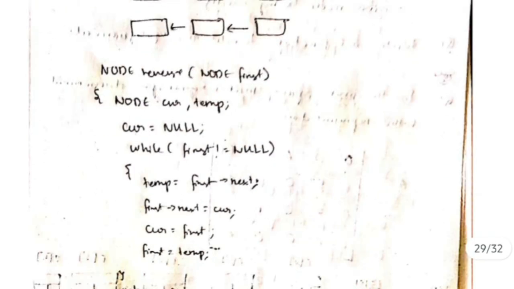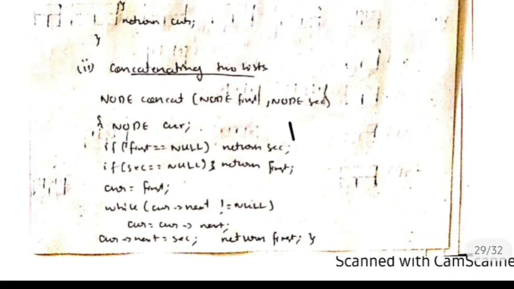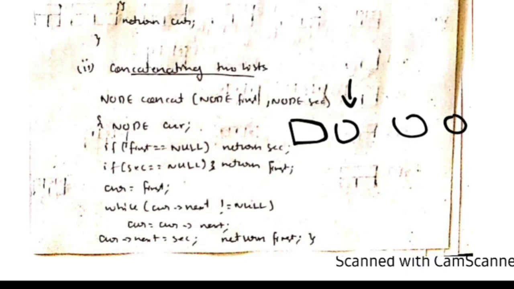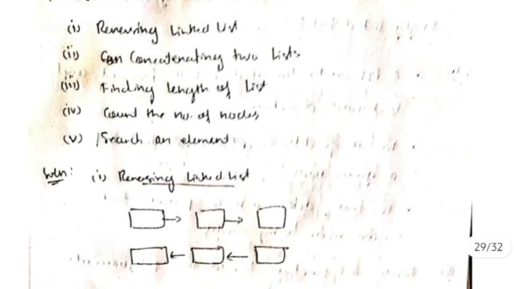Second one is concatenating two lists. Okay, so the concatenation will be as follows, same as the previous one. Two lists will be there. We will just travel to the last node of this list, and we will join it with the first node of the next list. Okay, the third and the fourth one is finding the length of the list or counting the number of nodes. Both have the same function.